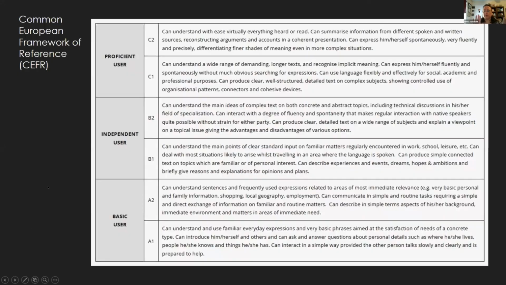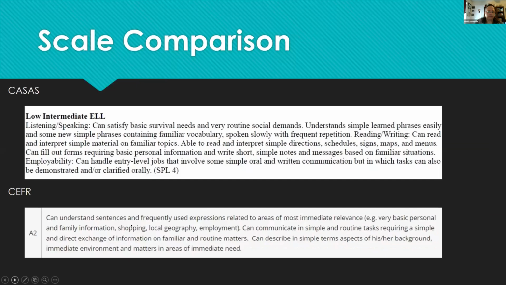So these two proficiency scales, they overlap, but I'm trying to illustrate them here. So this hand is the CASAS and this hand is the CEFR. So the CASAS starts lower and ends lower, and the CEFR starts higher and ends higher. But there is some overlap there in the middle, and I want to show you an example of that. So here are some descriptors. The first one from the CASAS and the second one from CEFR.